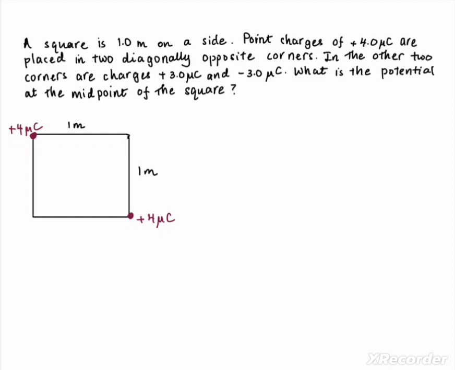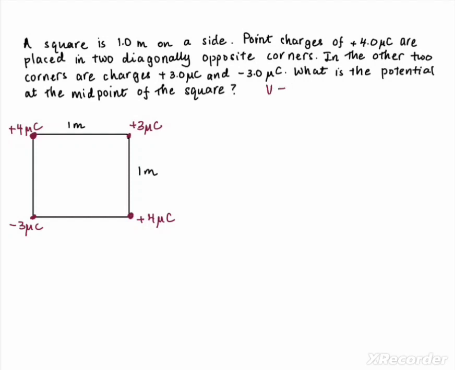In the other two corners are charges +3 and -3. So let's say this one is our -3. Again, they are not specifying exactly which corner, and this is +3. What is the potential at the midpoint of the square? So this is asking for potential, which is the V value.